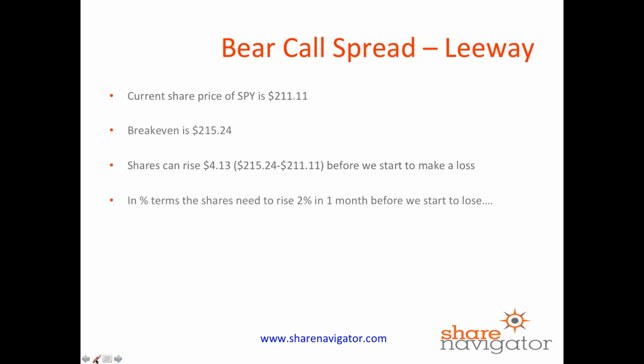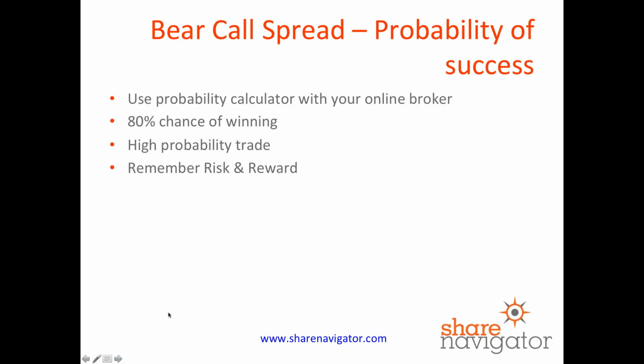So what type of leeway do we have in this trade? Well, remember, the shares were trading at 211.11. Our break even is 215.24. So the shares could actually rise 4.13 and we would still make a profit. So in percentage terms, the share price of SPY must move by about 2% in a month before we start to lose.